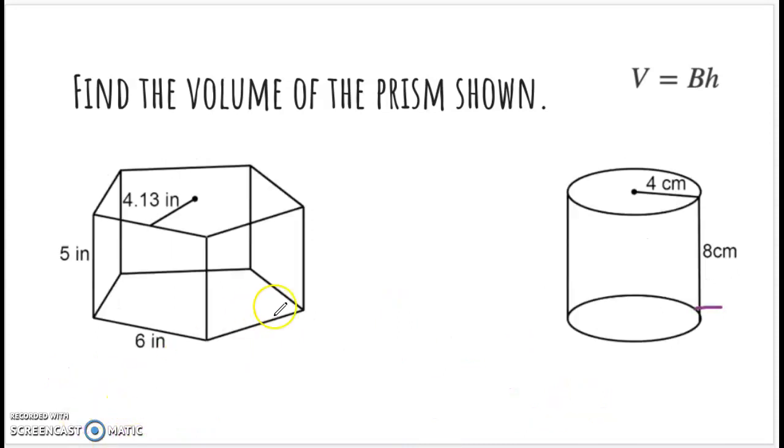All right, so next we're finding the volume of this pentagonal prism, right, because it's got 5 sides? Our congruent bases have 5 sides. And we're going to also find the volume of this cylinder. Okay, so go ahead and pause the video now. Work to find the volume of both shapes, and then unpause to check your answers.